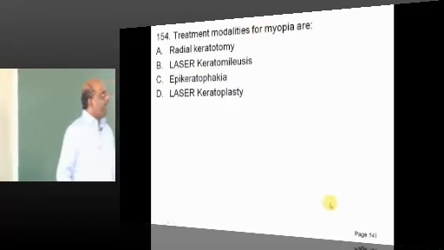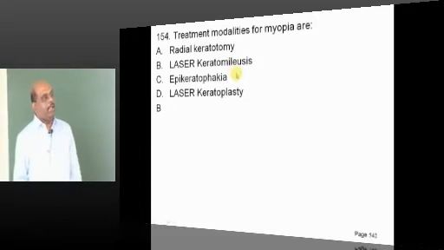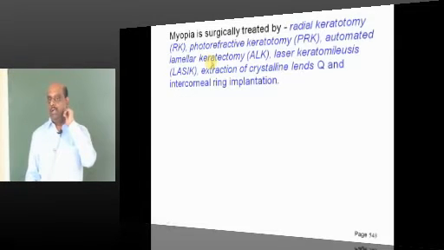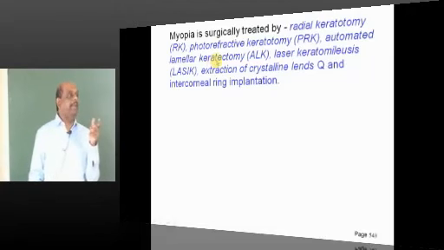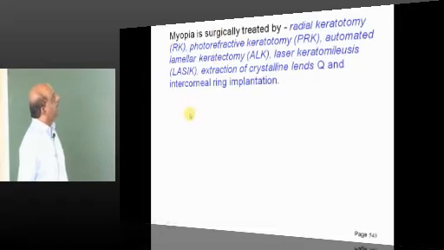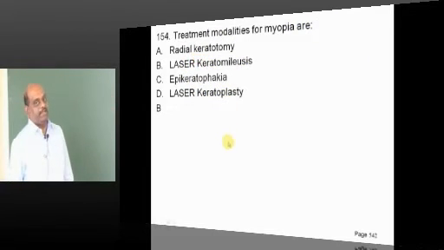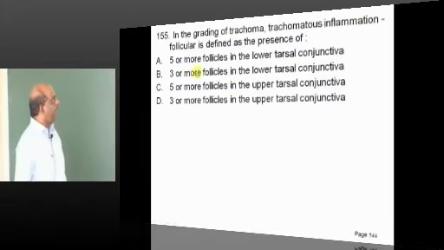Treatment modality in myopia is keratomileusis. Once more, a lot of questions come on how much refractive error is corrected. Myopia surgery, doctor, in ophthalmology, favorite question. Radial keratotomy. Huh? It is also there in the options. Oh my God, I think there are multiple answers. Okay. This is one dirty question.